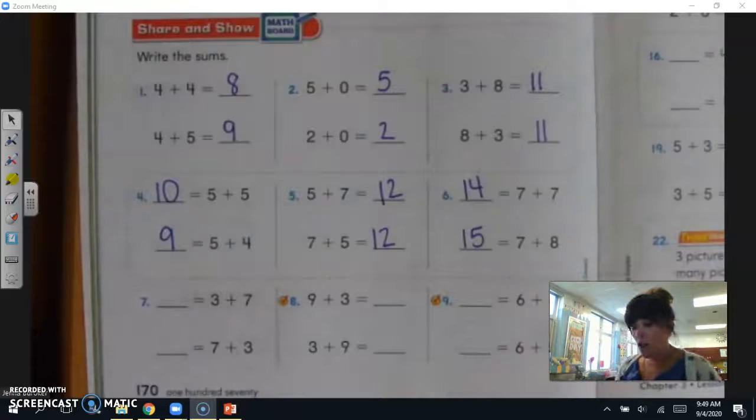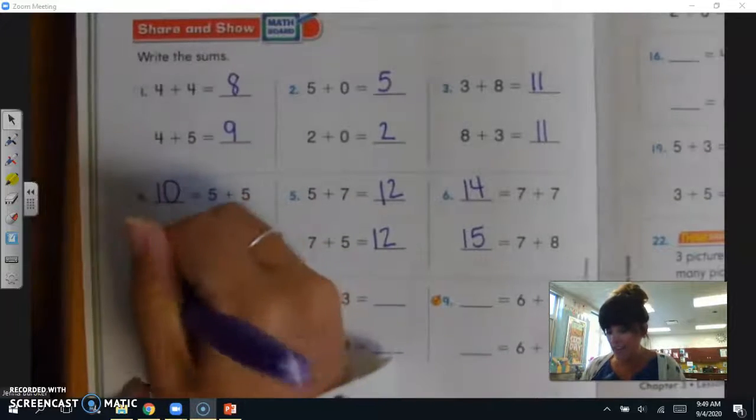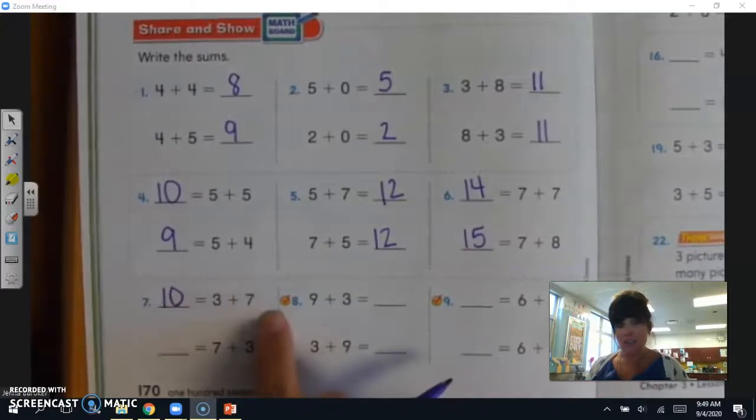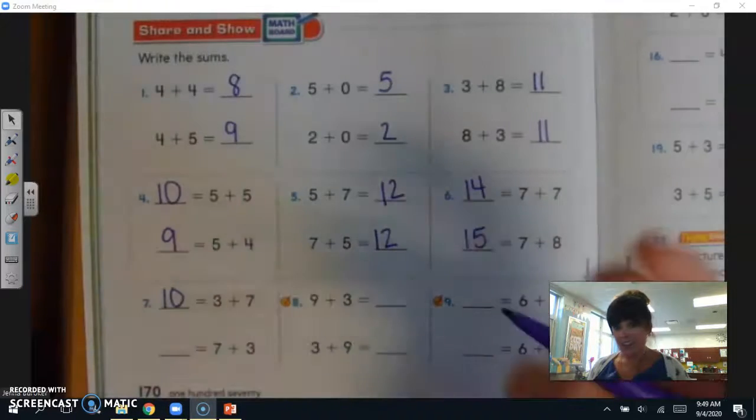Let's go to our last line here. Number 7, 3 plus 7. If you know your make 10 facts, this is super easy. 3 plus 7 makes 10. It's 10. And if 3 plus 7 equals 10, then 7 plus 3 has to also equal 10.